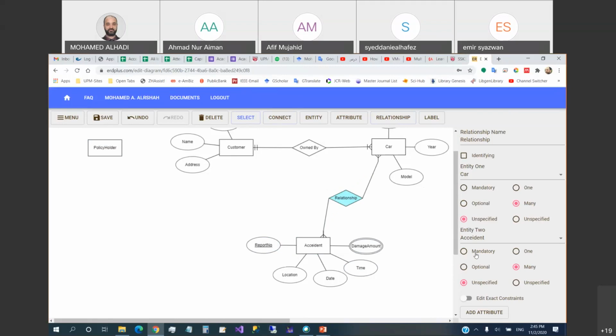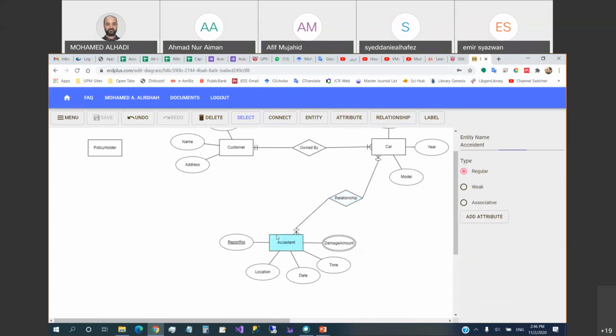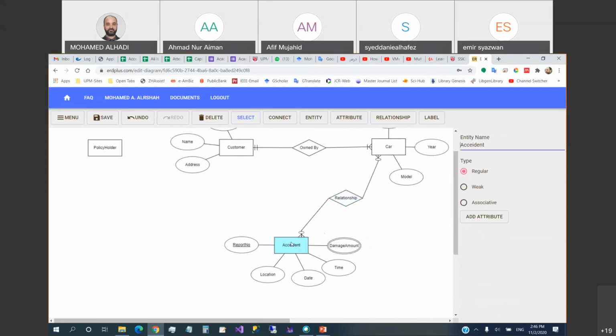Is it necessary to be many at those sides? Is it necessary for any car to have an accident? No. So this is optional on both sides. Any car, it's not necessary to have an accident with other cars, and also any car is not necessarily hit by other cars, right? So yes, the two sides are optional. Okay. I think it's more than clear, right?